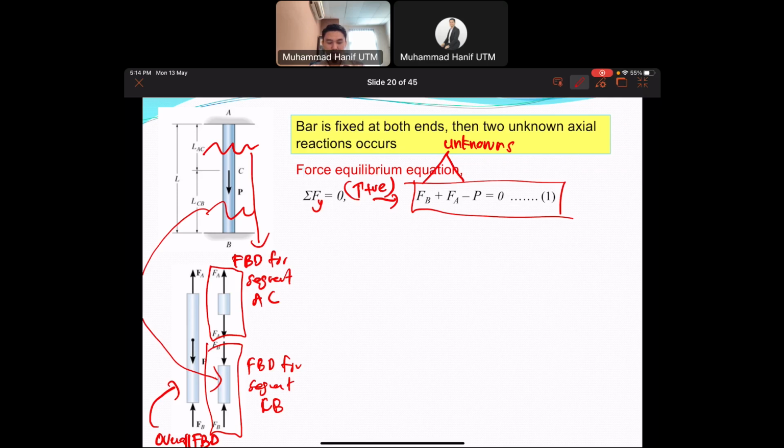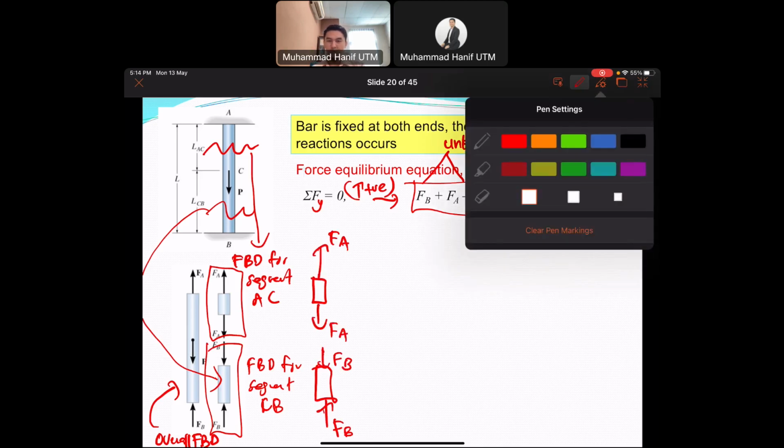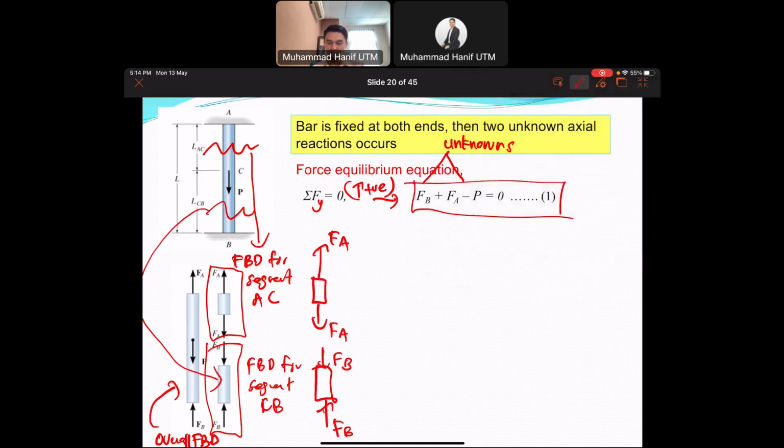The internal load here, in the beginning, we have this FA. When you cut it at segment AC, we have internal load, which is FA as well. Same goes to FB. The initial one is FB here at the bottom. When you cut it at the center, we have the internal load FB as well. As simple as that. Let me erase this one to avoid confusion.